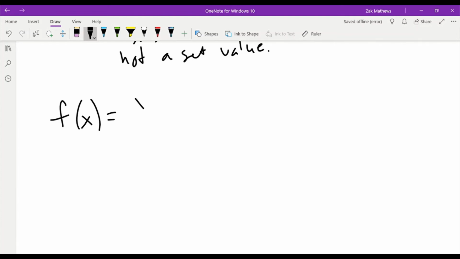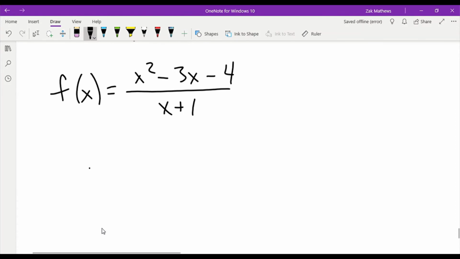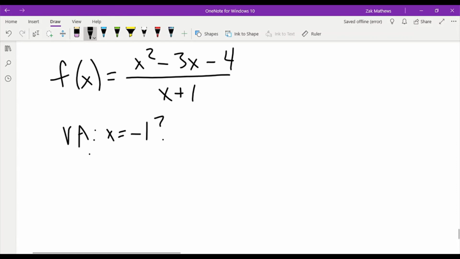Let's take x squared minus 3x minus 4 over, let's do x plus 1. So if we look at this, we'd say, well, it looks like there might be a vertical asymptote at x is equal to -1 because that would be our domain restriction. So I'm putting a question mark there because I haven't proven anything yet. I'm kind of making an assumption. It might very well be wrong.